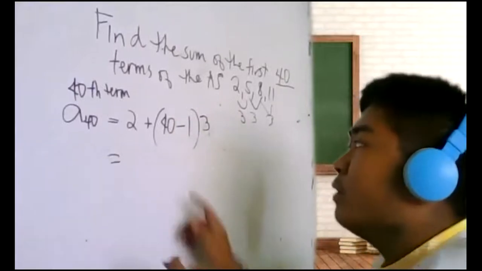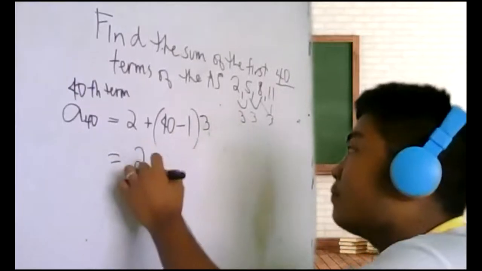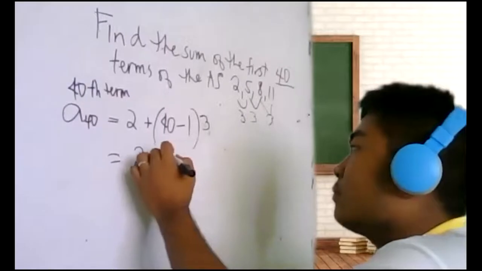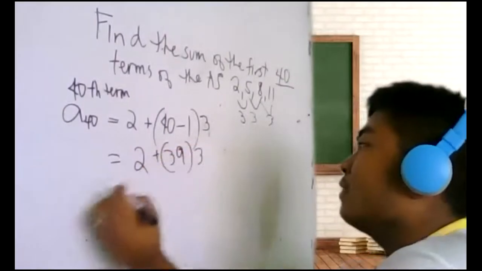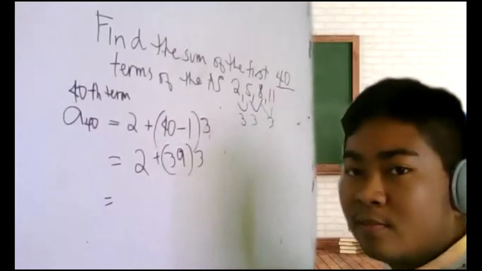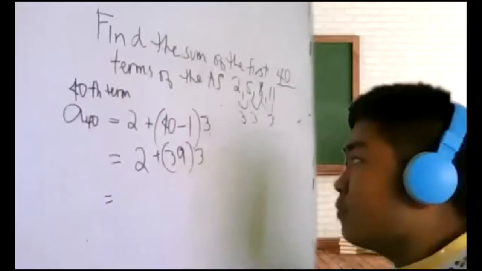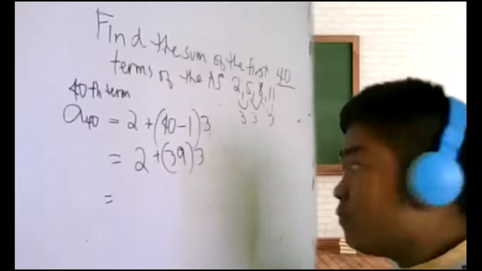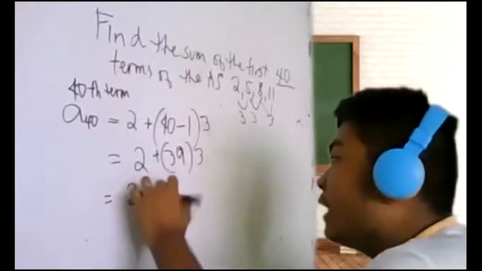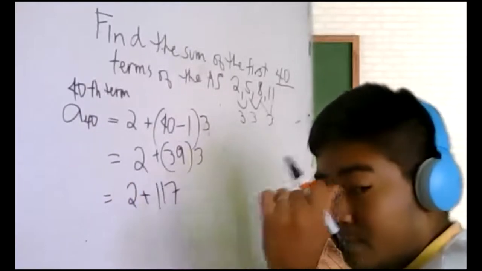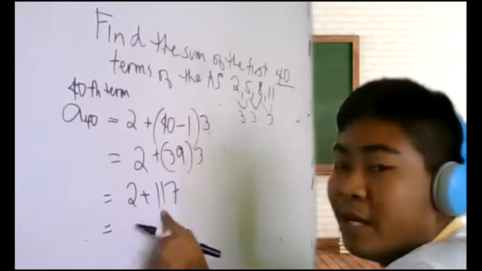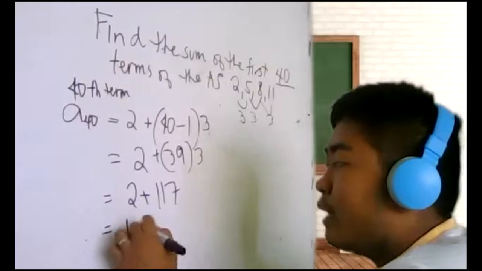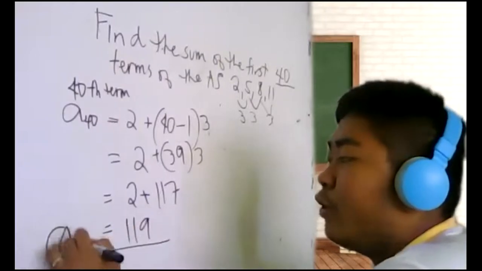So, 40 minus 1, that's 39. Times 3, that will give us 117. 2 plus 117 is 119. So, ito yung A40 natin.